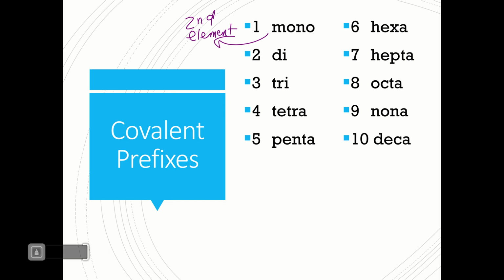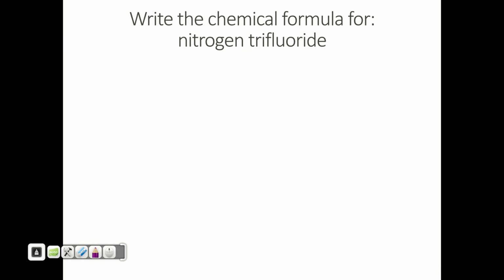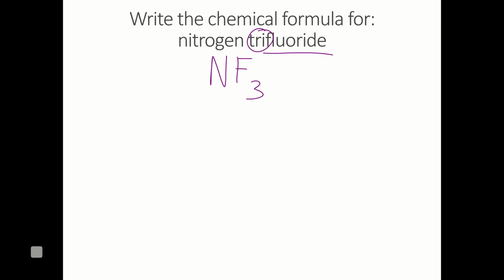Okay? We never start with the prefix mono. If there's only one of those elements, we would just write it like we see on the next example, and then mono if it's on the second element. Okay? So nitrogen trifluoride. So this would just be nitrogen, N, fluoride is F, and tri means 3. So NF3.